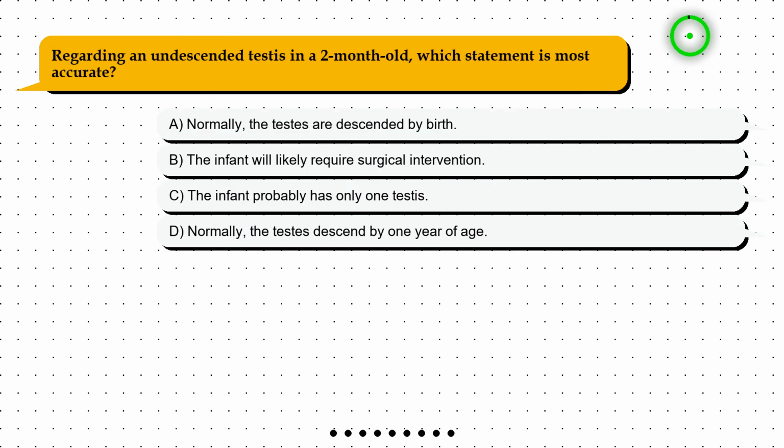Question 9. Regarding an undescended testis in a 2-month-old, which statement is most accurate? Option A. Normally, the testes are descended by birth. Option B. The infant will likely require surgical intervention. Option C. The infant probably has only one testis. Option D. Normally, the testes descend by 1 year of age.